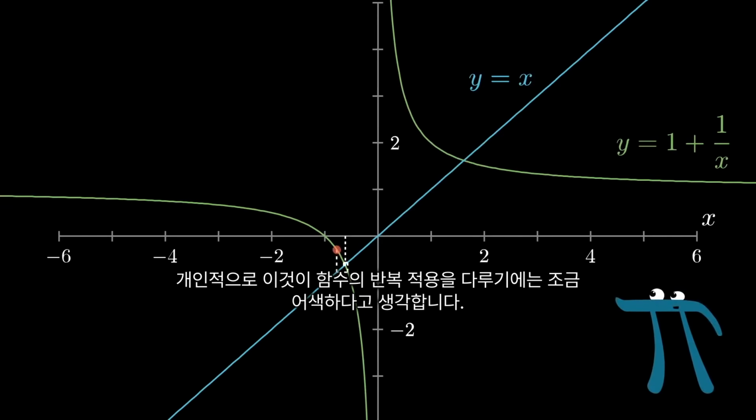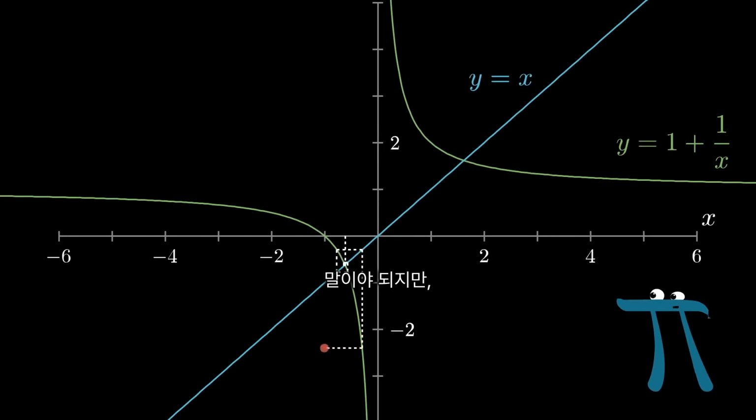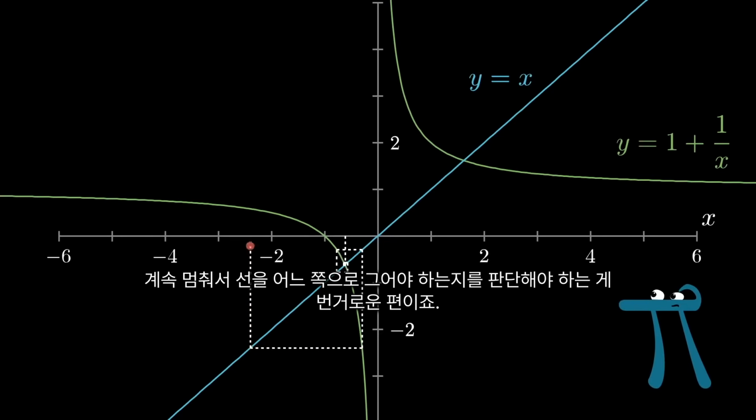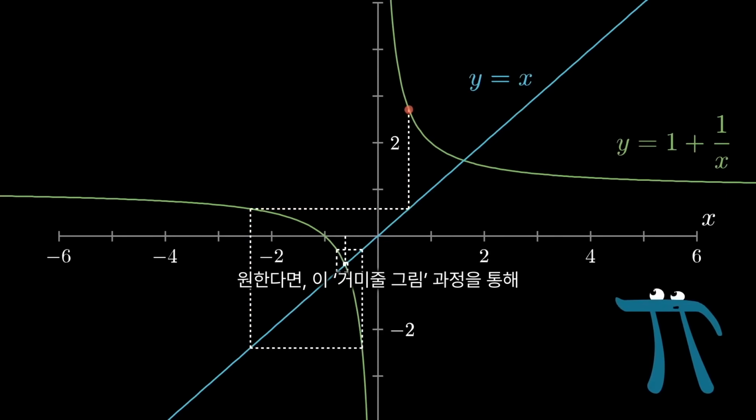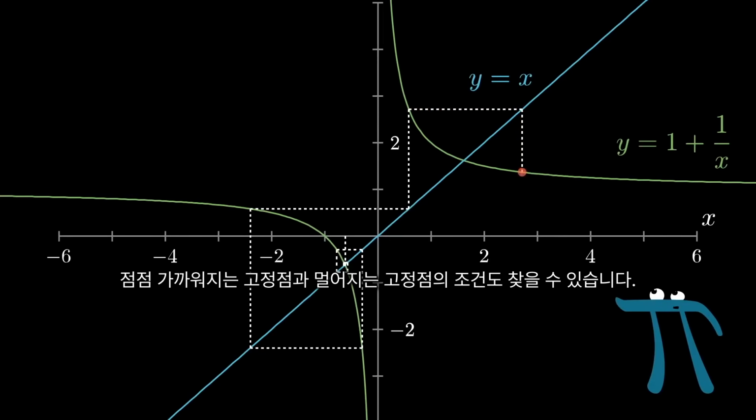Now, personally, I think this is kind of an awkward way to think about repeatedly applying a function, don't you? I mean, it makes sense, but you kind of have to pause and think about it to remember which way to draw the lines. And you can, if you want, think through what conditions make this spiderweb process narrow in on a fixed point versus propagating away from it.